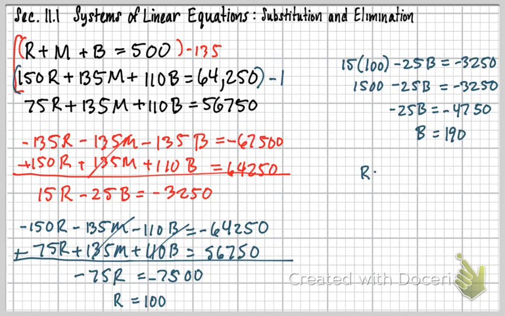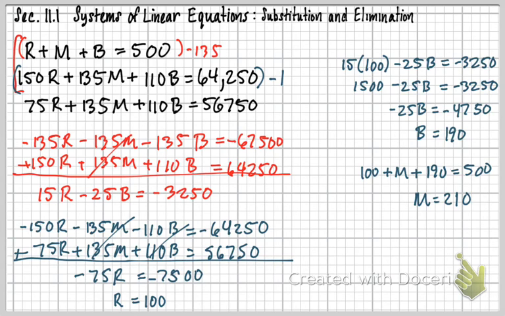So then R equals 100, so I'll just put 100. And then my M I don't know, plus B is 190, and that equals 500. So then M is going to equal 210. So now we have all three answers for this.